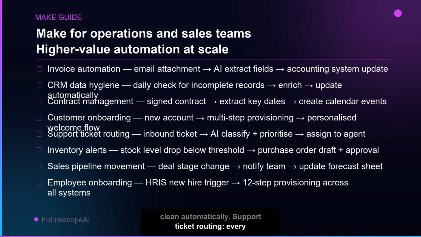Support ticket routing. Every inbound ticket flows through an AI agent that classifies the issue, assigns a priority, and routes to the right team member. Employee onboarding. A new hire record triggers a 12-step scenario that provisions accounts in every system, sends the welcome documents, and schedules the week 1 check-ins. All of these are standard Make scenarios that teams build once and run indefinitely.